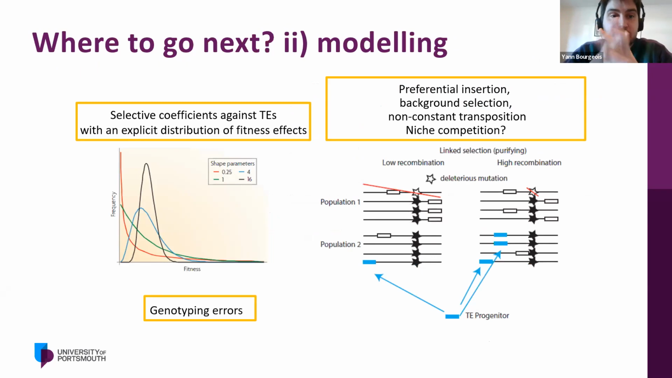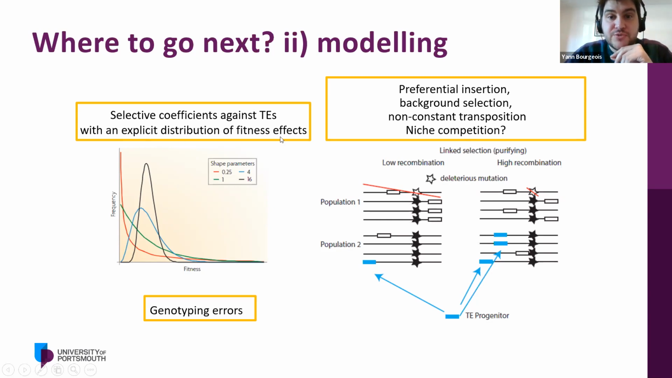And once we have that, another idea would be to improve the modeling process. So what we can do is that we now have the simulators that are needed to generate expectations in terms of T diversity, depending on the patterns of preferential insertion, the strength of background selection or linked selection, the fact that they have non-constant transposition rates. Maybe we could include this idea of niche competition to simulate different T families at once and see how they insert.